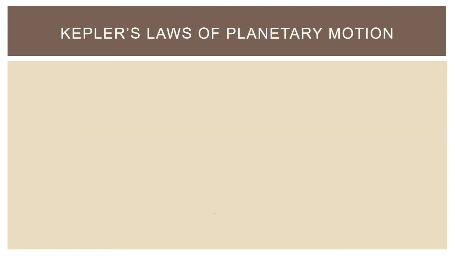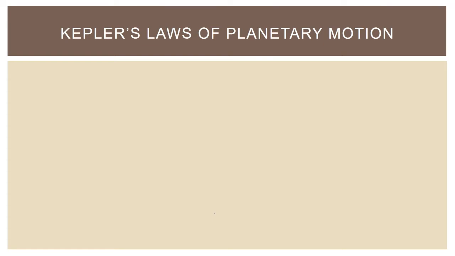So I'd like you to write this down under the heading Kepler's laws of planetary motion. There are 3 laws of planetary motion as described by Kepler, and we are going to go through each one individually. And so we'll talk about them generally here first, and then we'll dive into each one specifically.